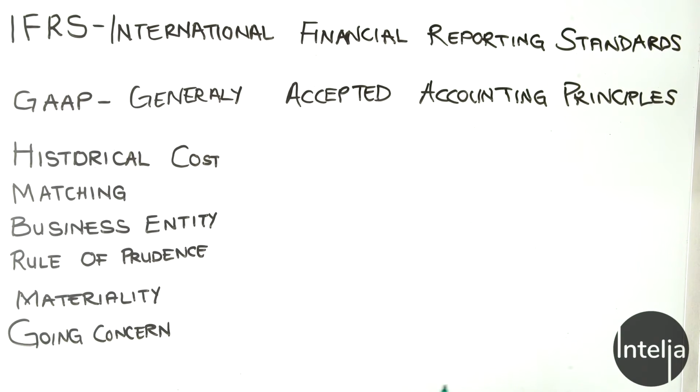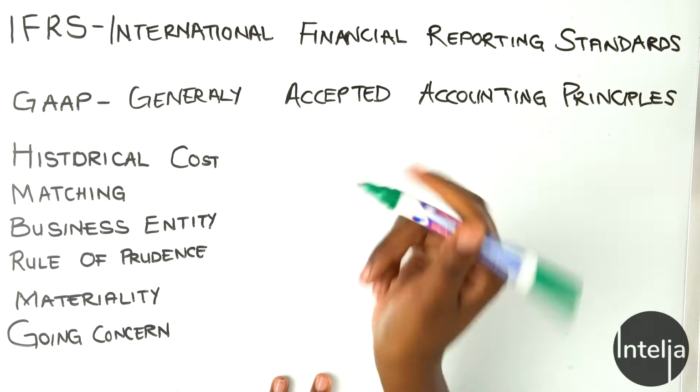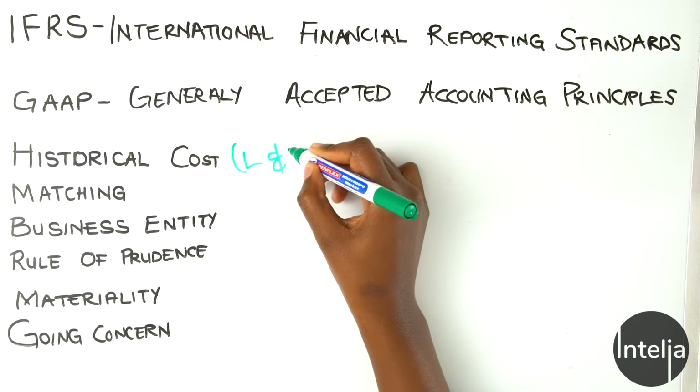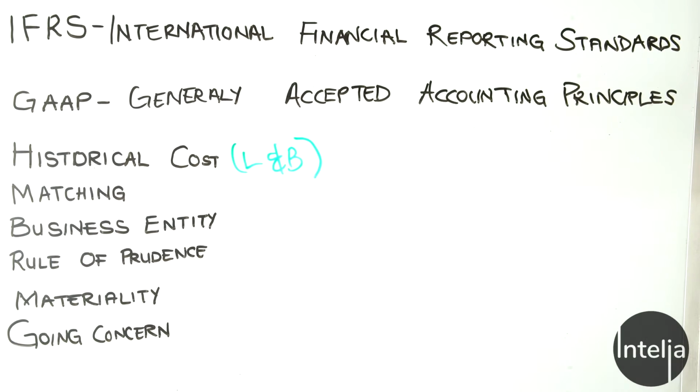Let's define each principle. The historical cost principle speaks to land and buildings. It basically states that the asset will be valued at its historical cost. So it focuses on land and buildings. I'll just put L and B here.